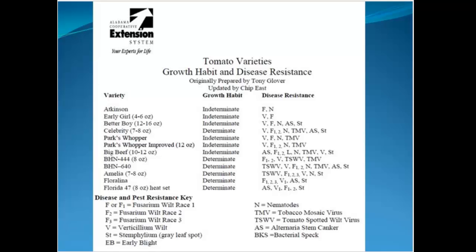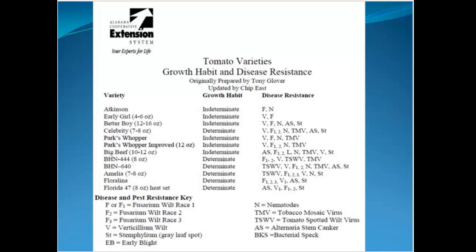If you look through most modern seed catalogs, you're going to see beside the variety, and in this case I've chosen tomatoes, whether the plant is indeterminate or determinate, and it's also going to give you some disease reaction codes. For example, the first variety listed there, Atkinson, has disease resistance to F or N.